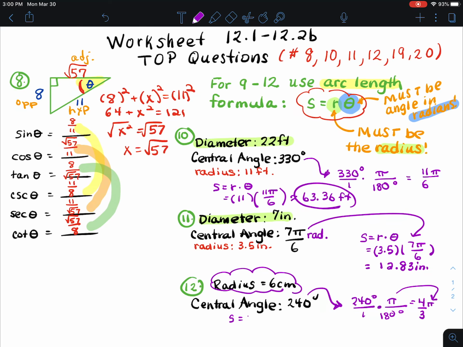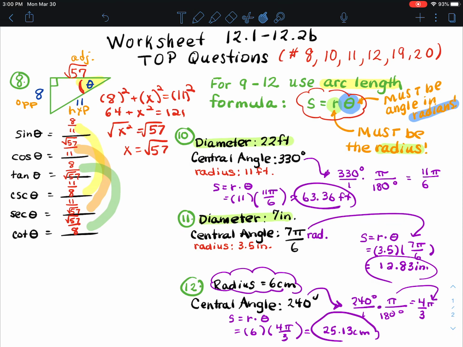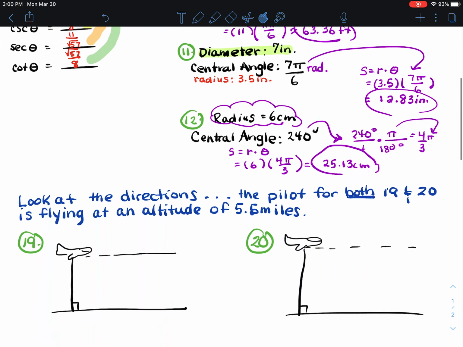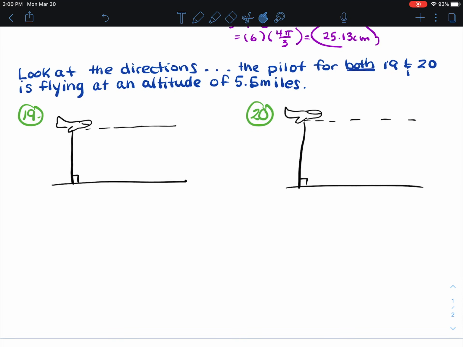Okay, we're going to use our formula for arc length. Substitute 6 in for the radius. 4 pi over 3 goes in for our angle. Again, that all gets typed into the calculator. And here we go. The answer for number 12 would be 25.13 centimeters.